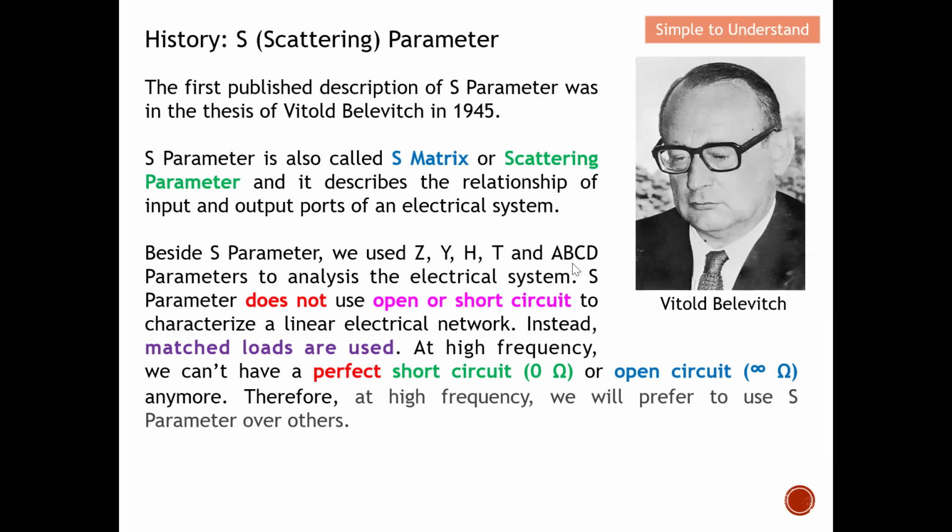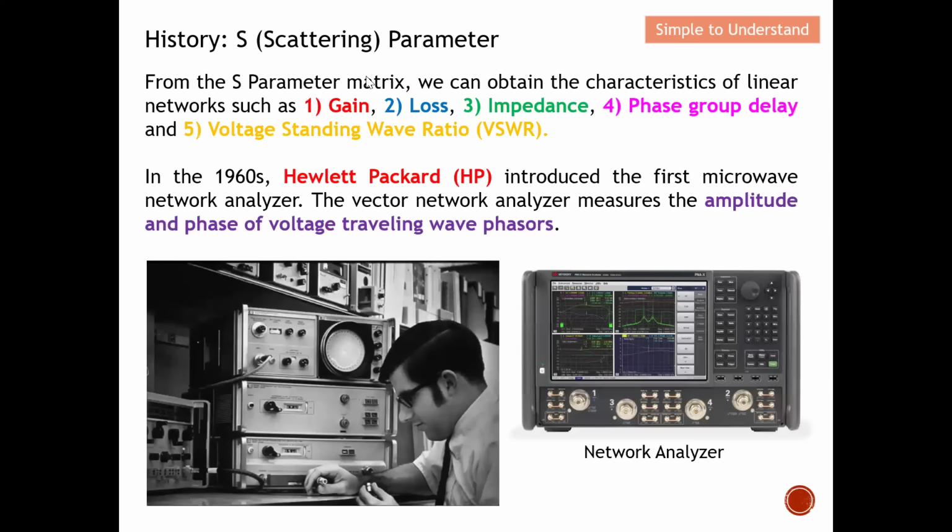From the S parameters matrix, we can obtain the characteristics of a linear network. Firstly, we can get the gain, which I will illustrate later on. We can also get the loss, the impedance, the phase, the group delay, and also the VSWR. All these parameters I will describe almost at the end of this video, but this is what we can obtain from the S parameters.